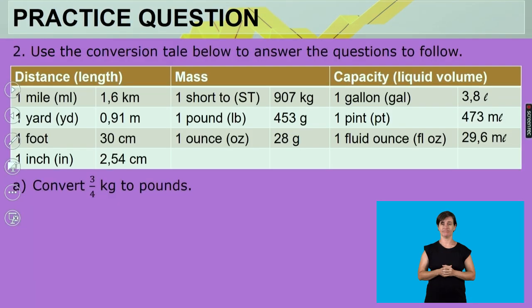So question number 2, it says use the conversion table below to answer the questions to follow. Again, there's my conversion table, and I can see we are referring to distance, length, mass, capacity, where we looked at liquid volume, and then also your miles, yards, pounds, and so forth. Question number 2a says convert 3/4 kilograms to pounds. So now I know I'm working with mass, because of kilograms and because of the pounds.